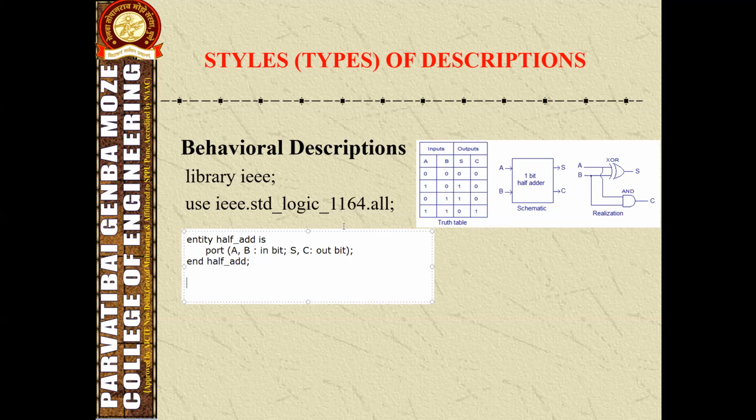The architecture always begins with the predefined word begin. Next, we have to write process (A, B). We have to process on these two terminals, which are the input terminals A and B. The above statement is the process statement.